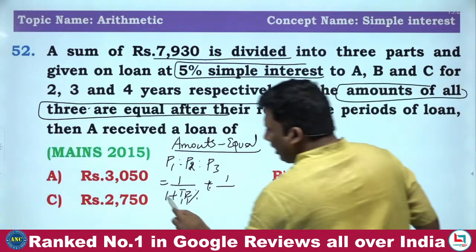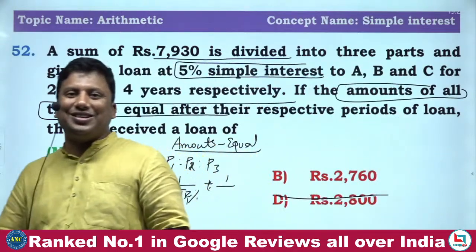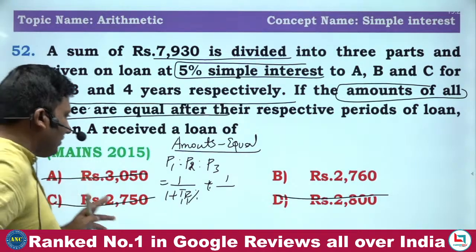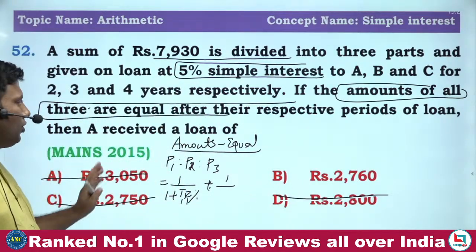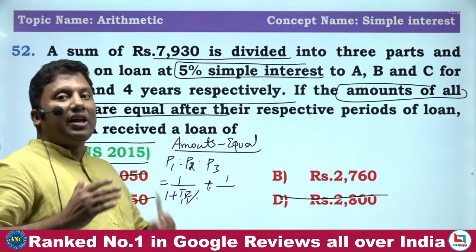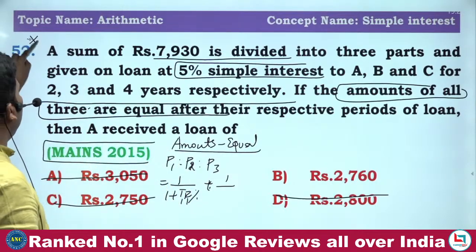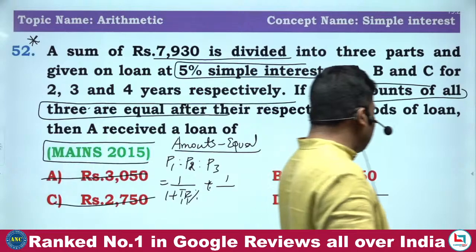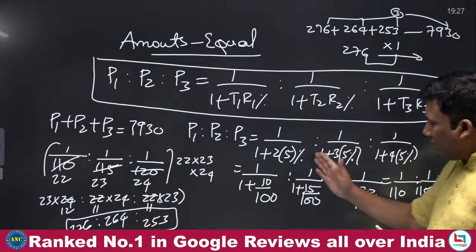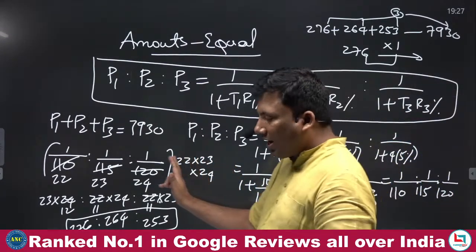Do not waste your time in calculating it. Directly by using the rightmost non-zero digit, you will get the answer. 2800 is not possible. These two are not possible. Mains 2015 question. Amounts are equal. If the amounts are equal, P into 1 plus TR percentage is constant. I hope the idea is clear. Very, very clear, right? Only thing, by not simplifying it, 100, 100, 100, I cancelled it out.